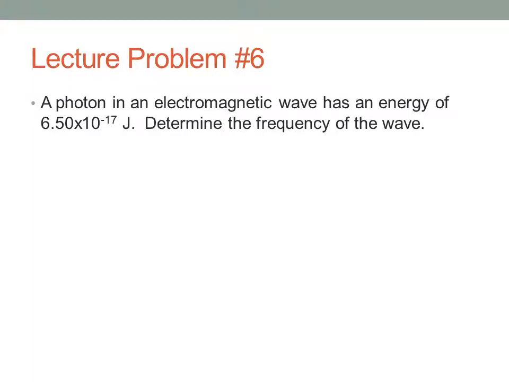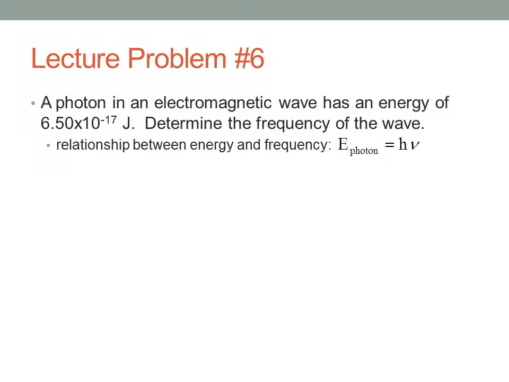Next problem. We are told that a photon in an electromagnetic wave has an energy of 6.50 times 10 to the negative 17th joules, and we're asked to find the frequency of the wave. So, same relationship we were looking at before, relationship between energy of the photon and its frequency. However, this time we need to solve the equation for frequency because we're asked to find the frequency.